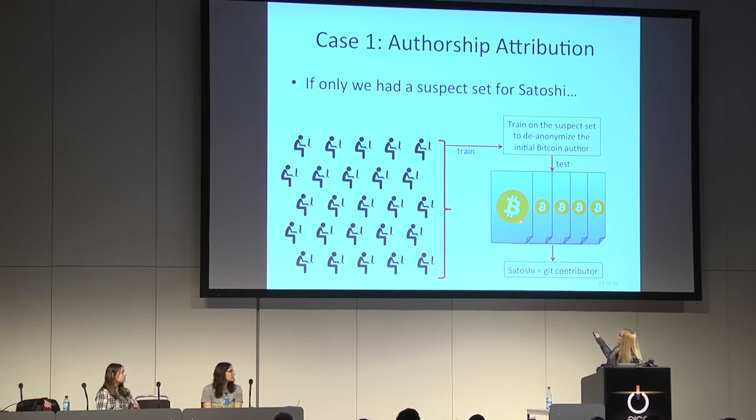Then we would use the initial Bitcoin code for testing, and we might be able to predict who the Git contributor Satoshi might be. Not that we are trying to do this, but this is just an example.